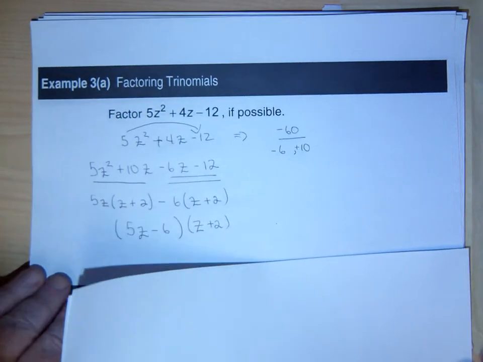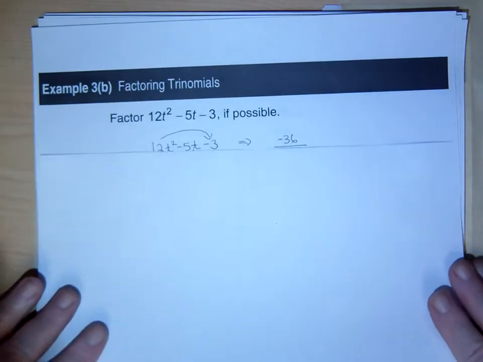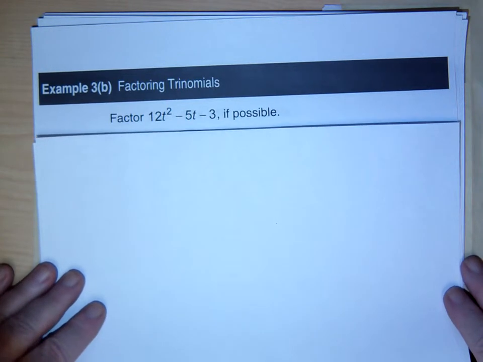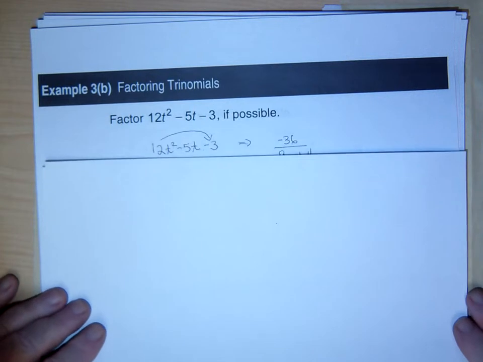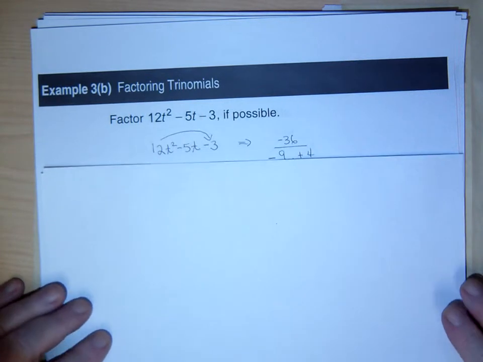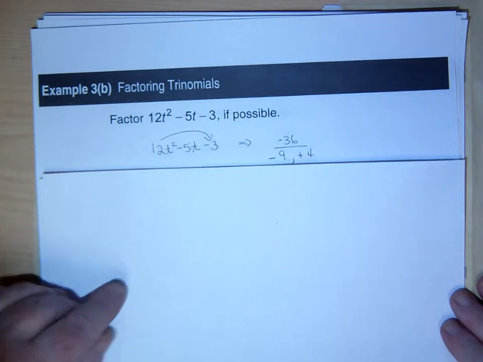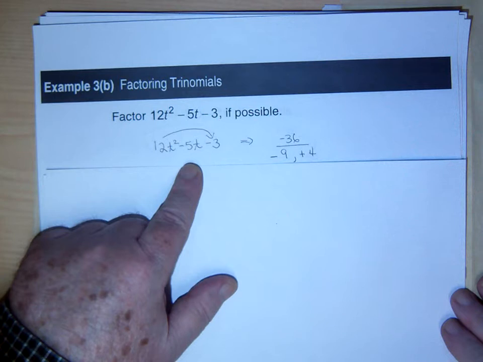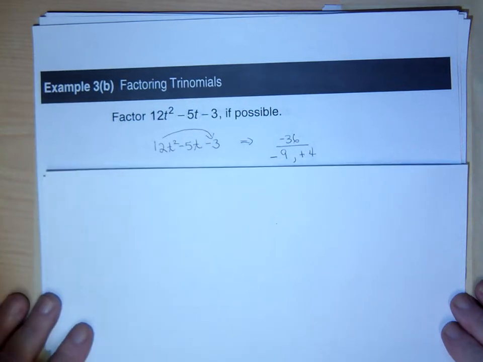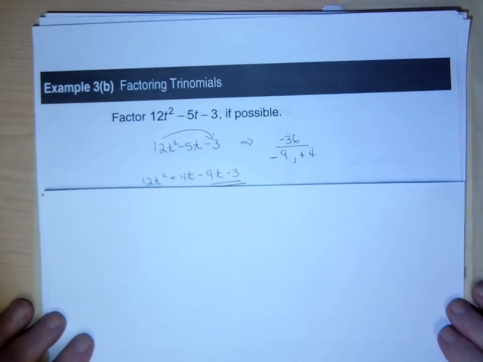Let's look at another example of the same kind of problem. Again, we will multiply the 12 times the minus 3, and that will give us a negative 36. And we want to find numbers that will multiply together to give negative 36, and at the same time will give us minus 5 as a middle term. Minus 9 and plus 4 fill the bill.